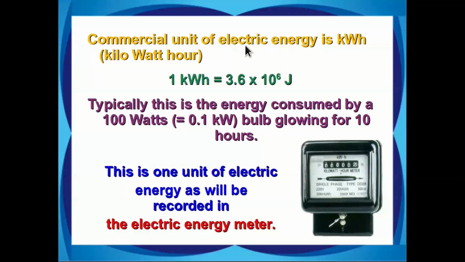The commercial unit of electric energy is called a kilowatt hour, and 1 kilowatt hour is equal to 3.6 into 10 raised to 6 joules. Typically, this is the energy consumed by a 100 watts bulb, which is 0.1 kilowatt, glowing for 10 hours. And it is 1 unit of electric energy, as will be recorded in our usual electric energy meter.